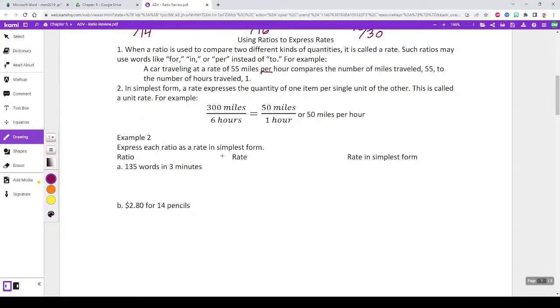So my example then is express each ratio as a rate in the simplest form. So the rate here is 135/3, and that's words, and that's minutes. But then the rate in simplest form, we take 135 and we divide it by 3 and we get 45. So in simplest form, this is 45 words per minute.